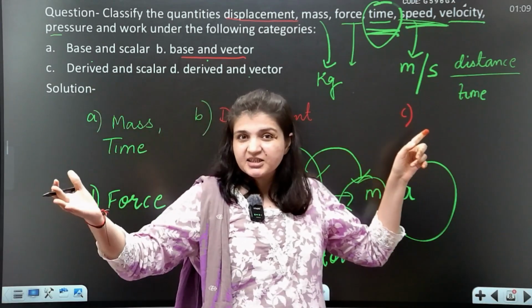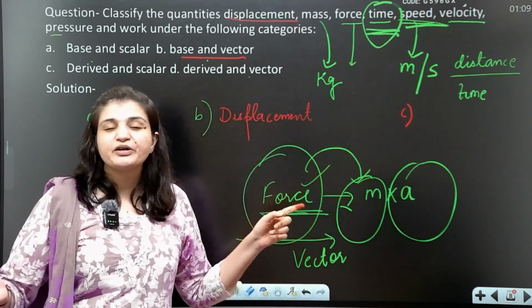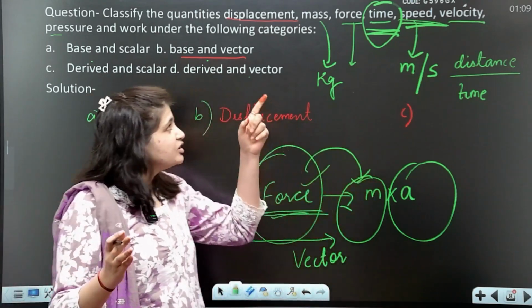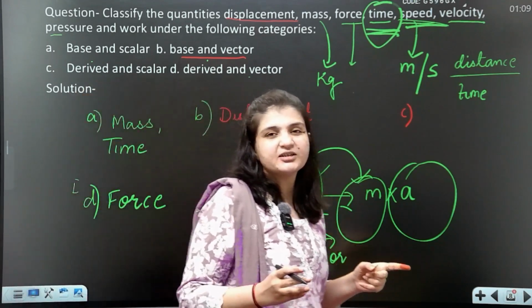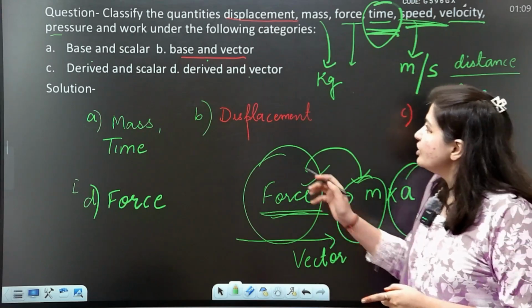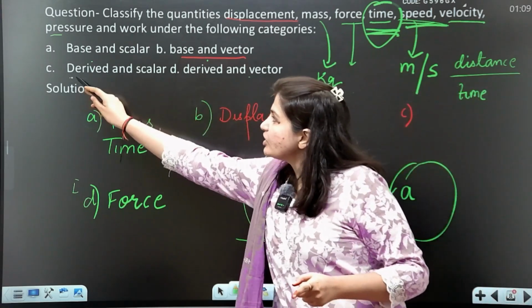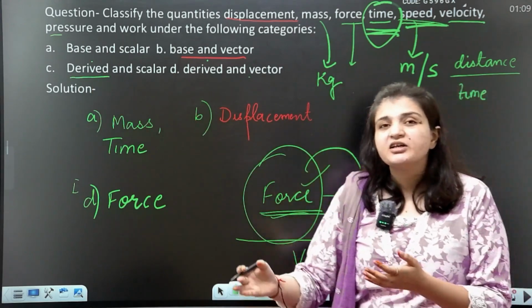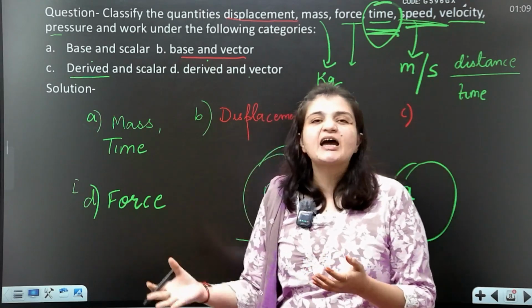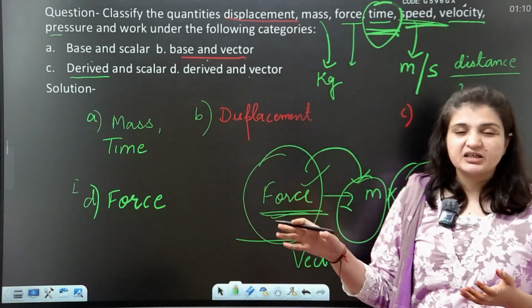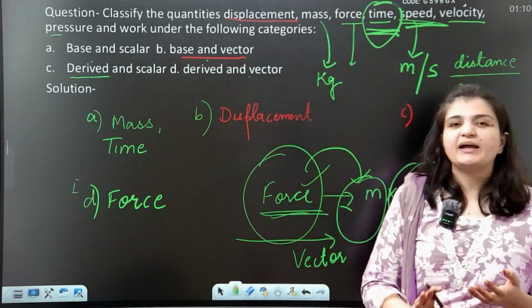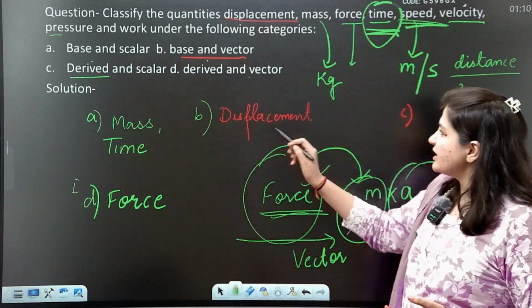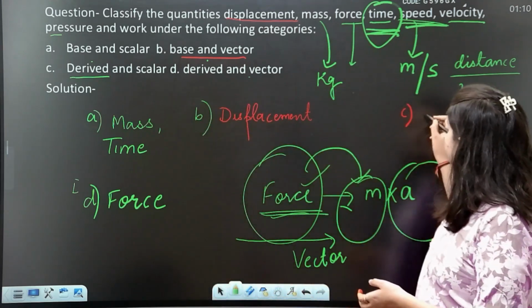Distance is the length covered and time is the duration. So speed is dependent on the distance covered and the time taken. Where will we keep speed? We will keep speed in derived, because it is dependent on the length, distance covered and the time taken. It is a derived quantity, but it has only magnitude. So we will keep speed into derived and scalar.